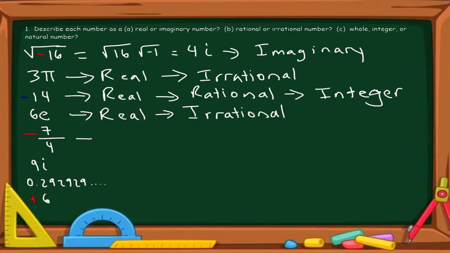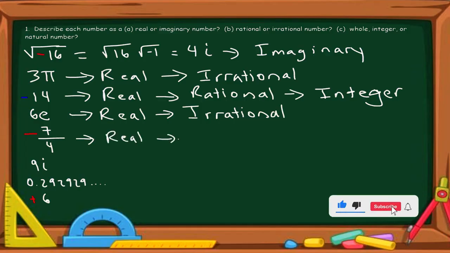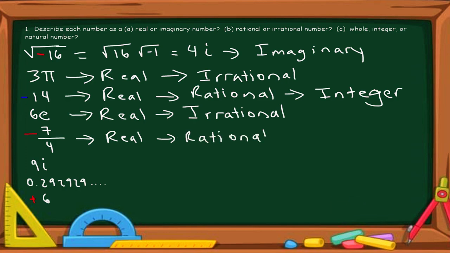Now, what about negative 7 over 4? We can plot that on a number line, so that's going to be a real number. It's already a fraction using two integers, so it's not irrational, but it's rational. Now, because it's a fraction, it's not a whole number, it's not an integer, nor is it a natural number. So I'm just going to write fraction 9i. The fact that we have i means it's not real, but it's imaginary, and that's all we can say about that.